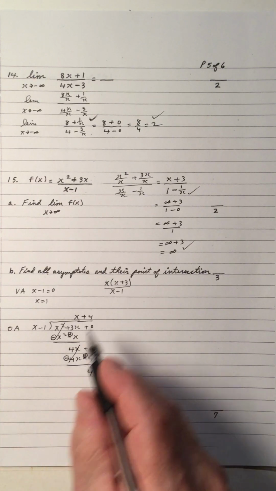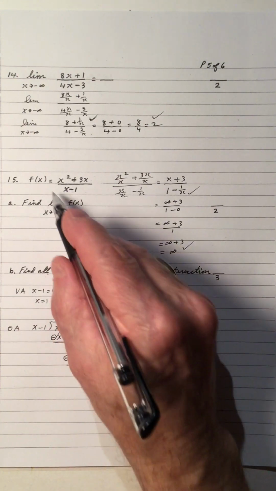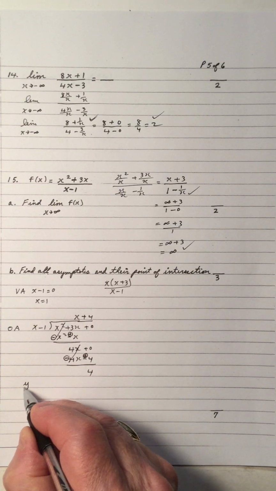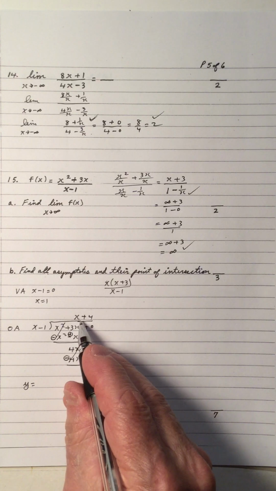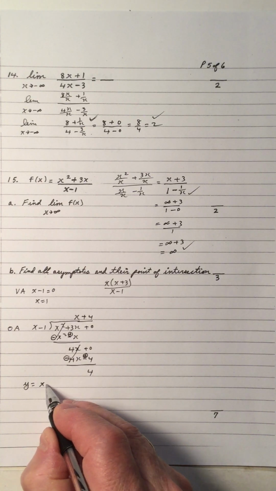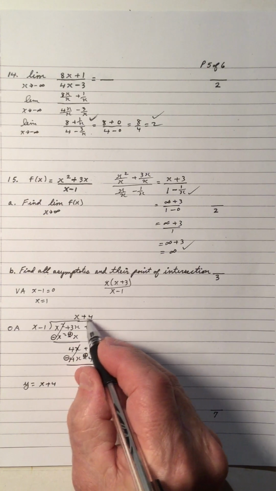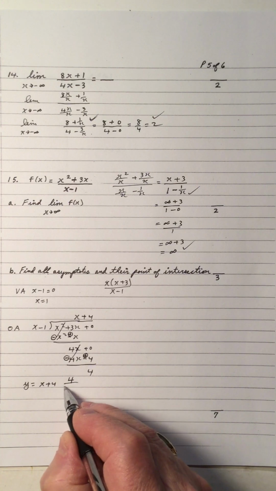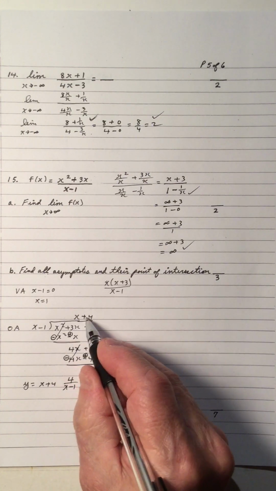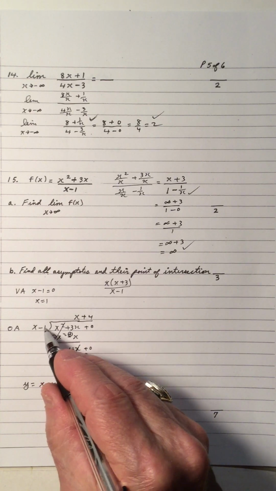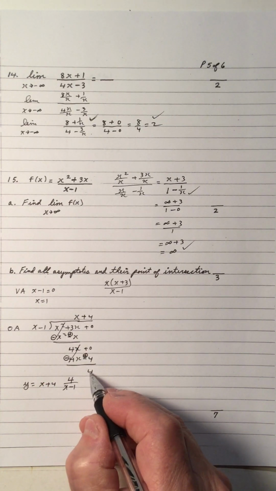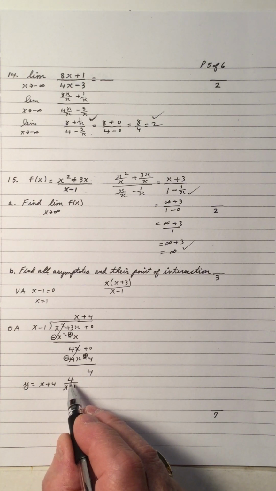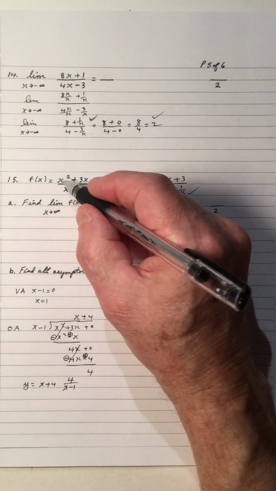So what we have is that this function, instead of f of x, we can change f of x to a y. So y equals x plus 4, this is your quotient, and this is your divisor. 4 is your remainder, so it's 4 all over x minus 1. The quotient is the answer to this division. This is your divisor, which is your denominator, and this is your numerator. If you took x plus 4 multiplied by x minus 1 and added 4, you would get x squared plus 3x.